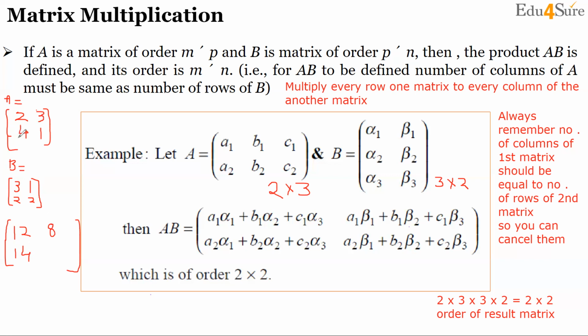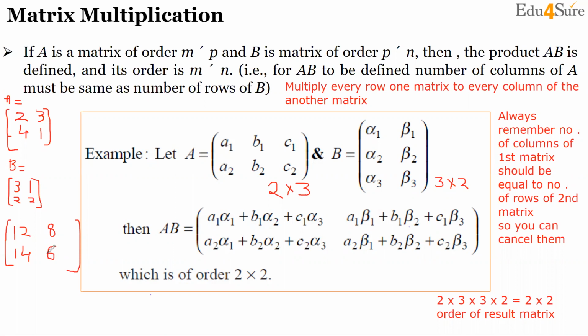Again, we multiply every row with every other column of the other matrix. So 4 into 1 will be 4, right, plus 1 into 2 will become 2. So it will give you 6, right? So here you will get 6. 4 into 1 will become 4, 1 into 2 will become 2. So how much will you get? 6. So this will be the output of your matrix when you multiply two matrices.